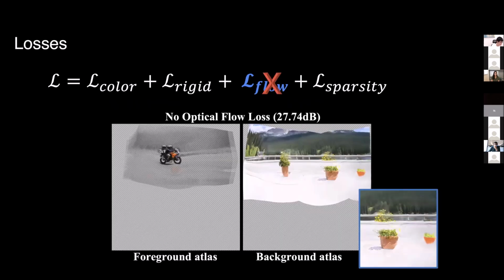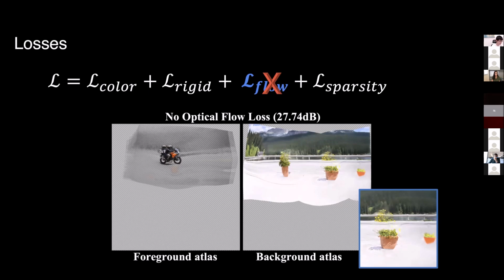So here you can see the results without this loss. Surprisingly, I was surprised to see that the model doesn't completely break. It still managed to do the decomposition nicely and still managed here to get a nice foreground atlas layer. But you can see some artifacts and objects that break in the background on the right here. And the optical flow prevents that.